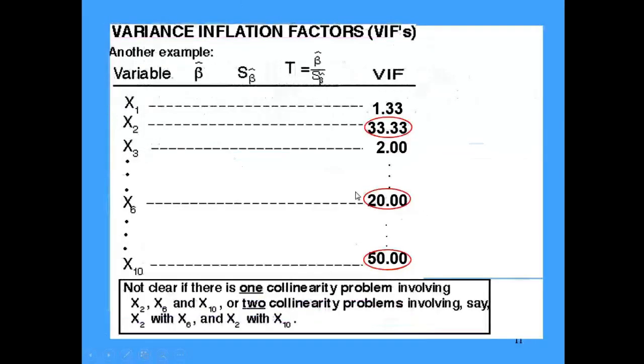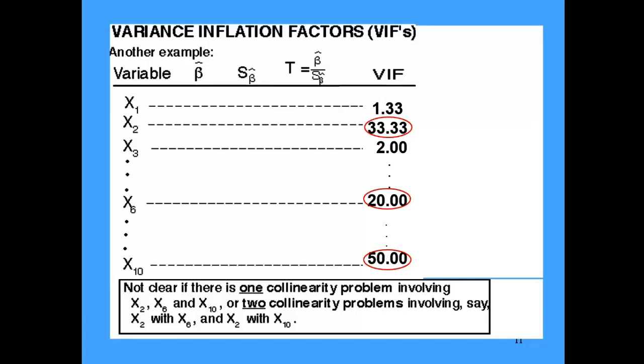What if you saw this? Different situation, okay? Is there collinearity based on VIFs? And the answer would be, looks like there is, because there are three of them that are larger than 10. Now, if I had to try to diagnose what's going on, where's the collinearity, what's the problem, it's not so easy to do when there are three, or more than three. Is the problem involving these three variables, X2, X6, and X10, that once you know one, or once you know two of them, the third one is determined? Or does it involve two collinearity problems, X2 with X6 and X2 with X10?